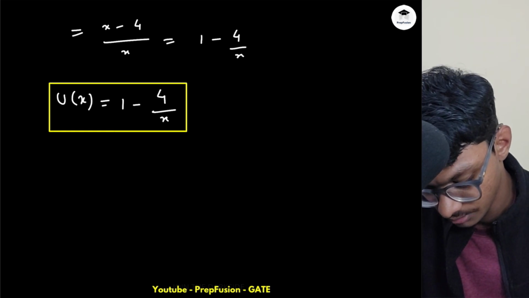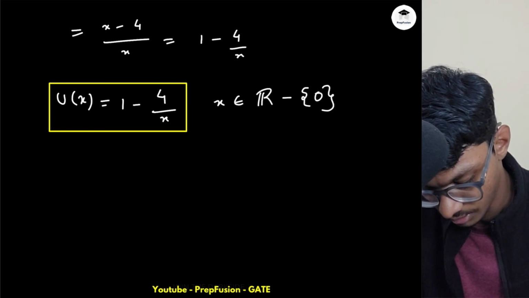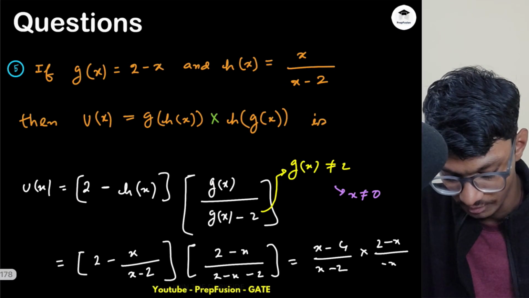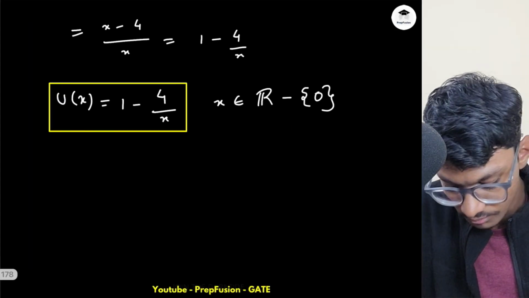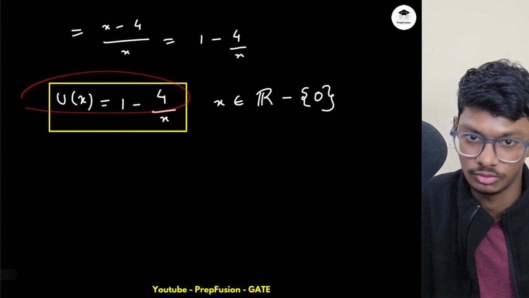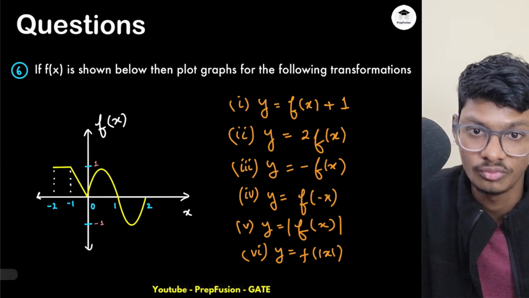Okay, basically my x can take any real values except x equals 0. Except 0, it can take any real values, which I already proved here. So yeah, this is how you solve composite functions. Pretty simple. Now let's solve a few transformation questions.